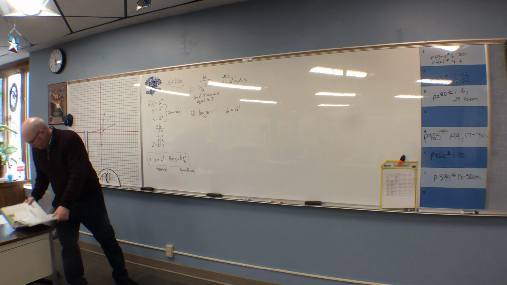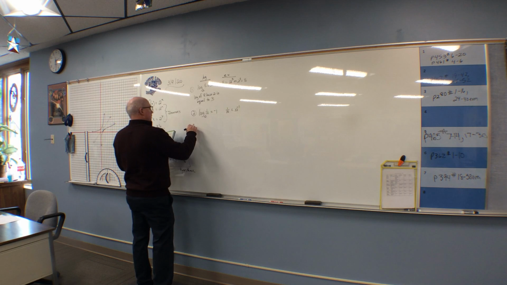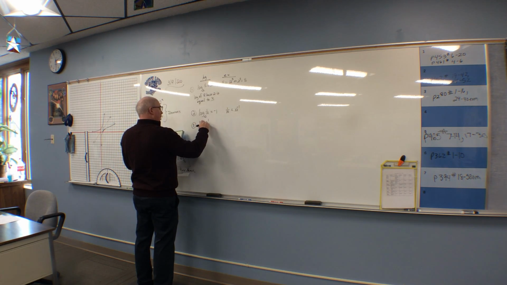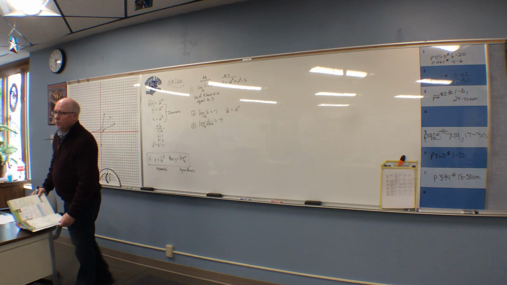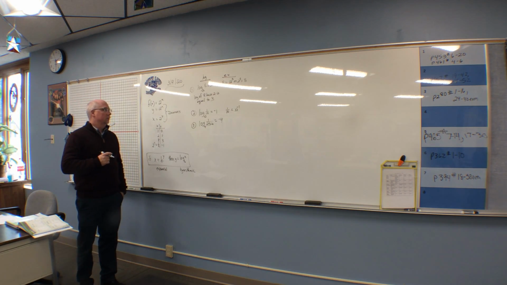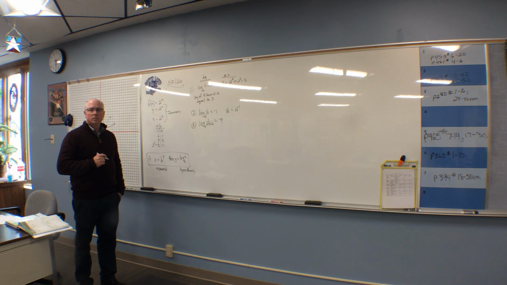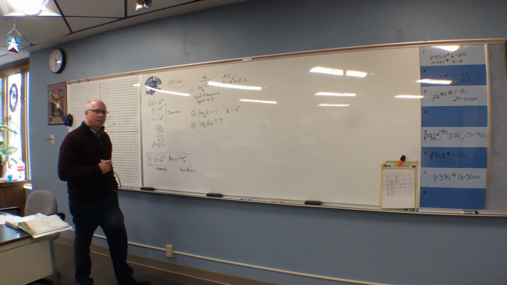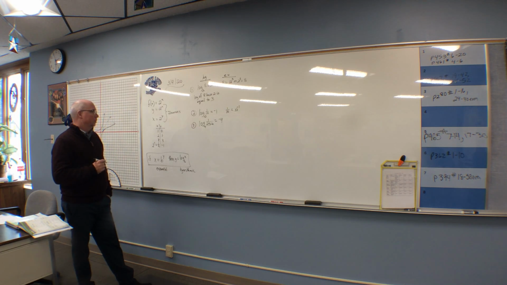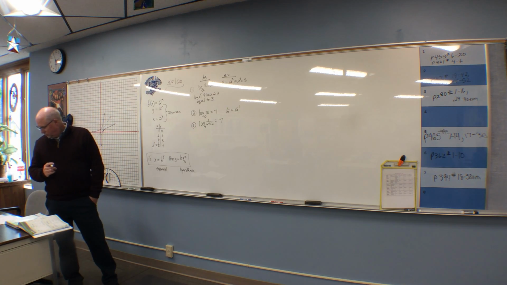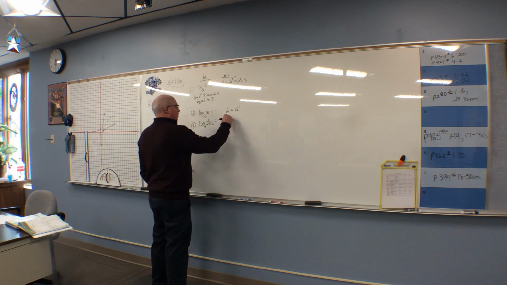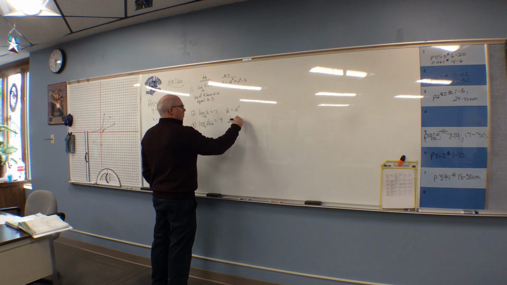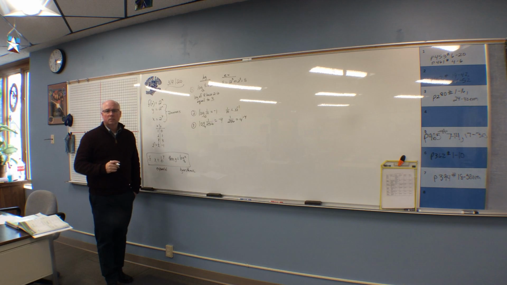How about this one? The log of 1 over 256 base 4 equals a negative 4. Write that in exponential form. So it'd be 1 over 256 equals 4 to the minus 4 power. Okay.